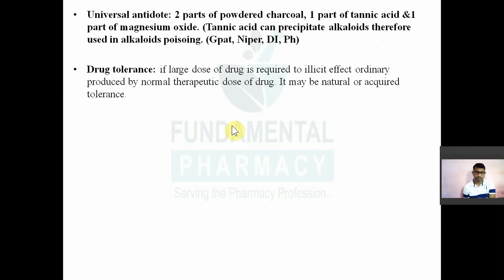Okay, drug tolerance. What do you mean by drug tolerance? So that, drug tolerance I will explain a little. If a large dose of drug is required to elicit an effect which is ordinarily produced by a normal dose, that is known as tolerance.